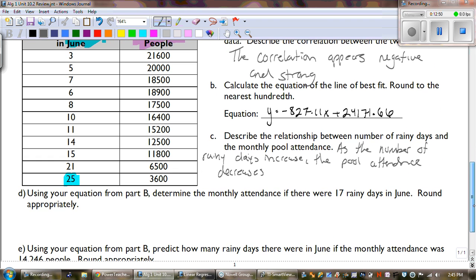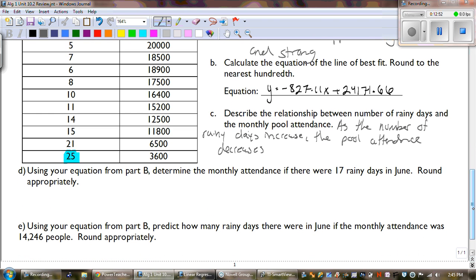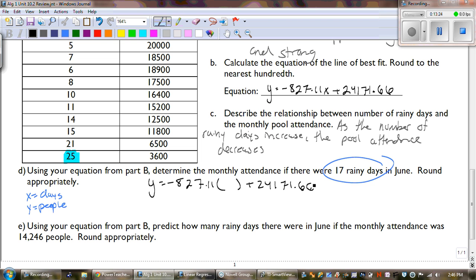All right, using your equation, determine the monthly attendance if there were only 17 rainy days in June. So we're going to use that equation. Just remember that X equals the days and Y equals the people. So they're telling us the X. Y equals negative 827.11, and that's what we're plugging into, plus 24,171.66. Okay, and you're plugging in 17.